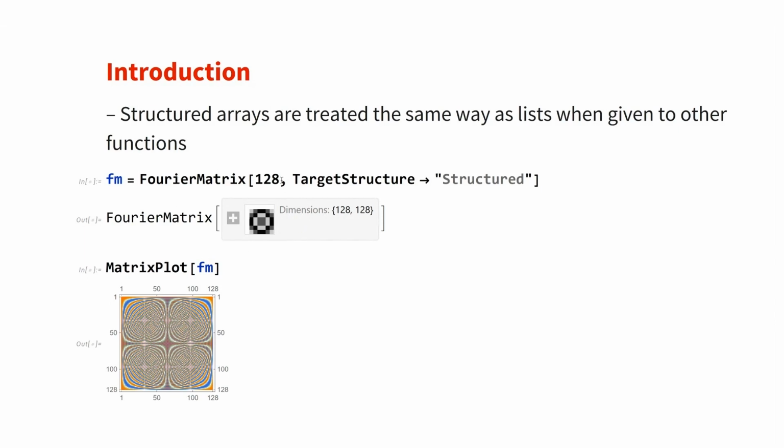So here's a Fourier matrix from the typically fast Fourier transform, of size 128 over here. And the matrix plot over here is just what you'd see with the list version. So Fourier matrices will work whether you're working with the dense version or the structured version. So there's no need to worry about whether my code will work or not. It will continue to work just as before.